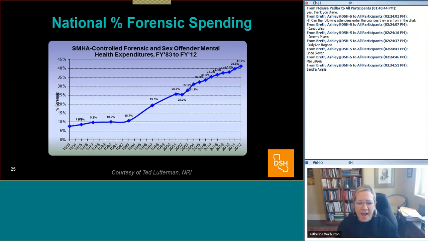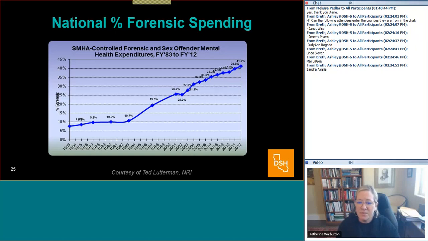When this started happening, we started reaching out to national partners, trying to find some data when we started experiencing the IST surge. And back then, there really wasn't a lot of national data to be had. The best we had when we first started looking at it was this slide, and this comes from the Nashville Research Institute. Ted Letterman, who's done a lot of work in this area, a great researcher.